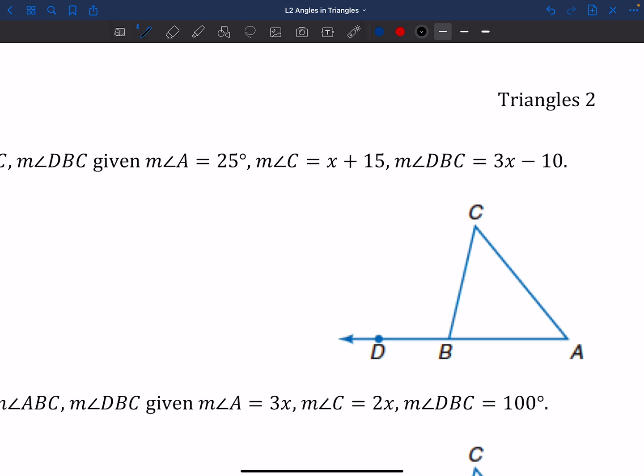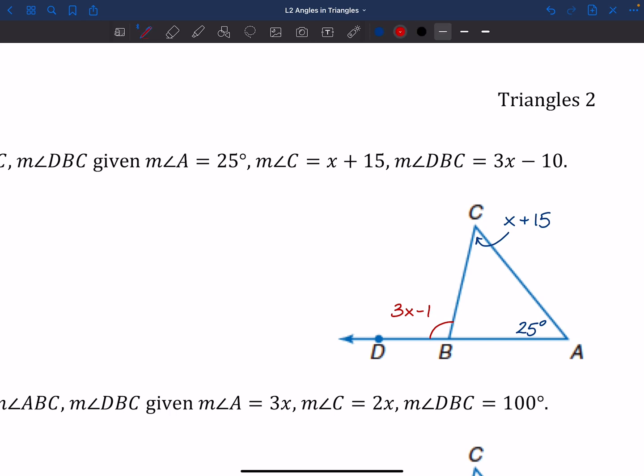So for number 7 here, we're trying to find the measure of angle C, the measure of angle ABC, and the measure of angle DBC. It wants us to find a whole bunch of stuff, given those measurements that are on the screen right now. So measure of angle A, they're telling me is 25 degrees. Measure of angle C over here is x plus 15. Then the measure of angle DBC on the outside here is 3x minus 10, right?